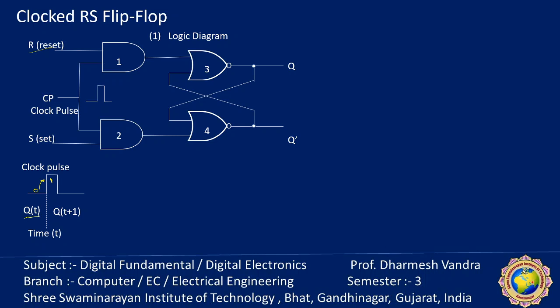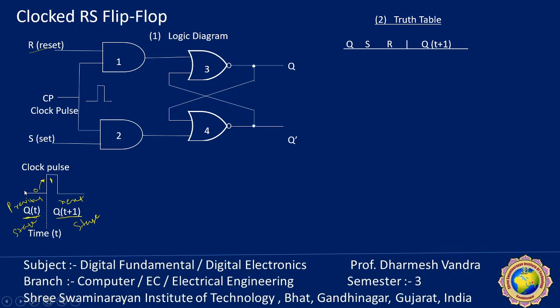So the Qt before the clock pulse transition is known as Qt, and after it becomes Qt plus 1, the next output. So this is called the previous output and this is called the next output, or next state and previous state. It can be bifurcated when the clock pulse changes from 0 to 1. Remember that. So now we define Qt and Qt plus 1.